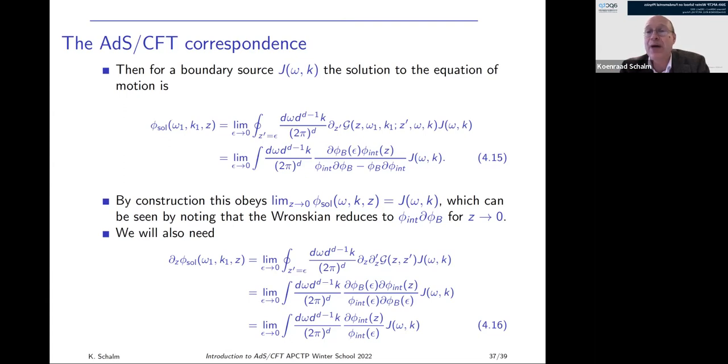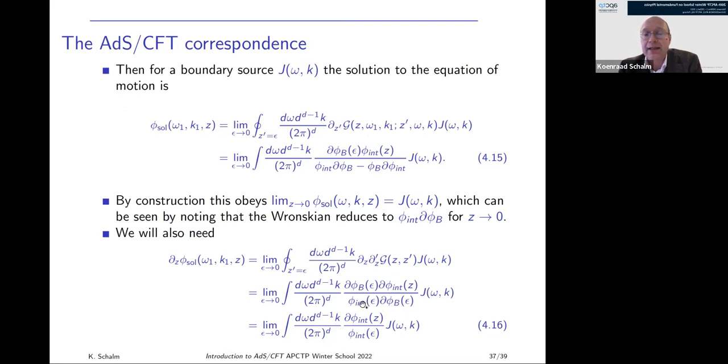And remember the boundary action, because the bulk action vanished on shell, consisted of two terms. We needed phi sol, but we also needed the derivative with respect to z of phi sol. So let's compute that. Substituting in using the Dirichlet-Green's function, I now have to take not just the z prime derivative, but also the dz derivative. Okay, and that is this particular combination.